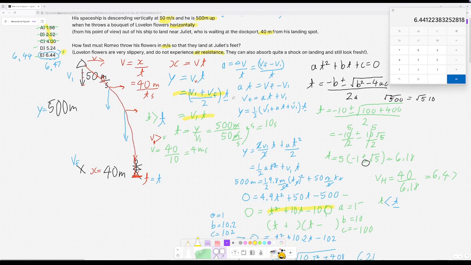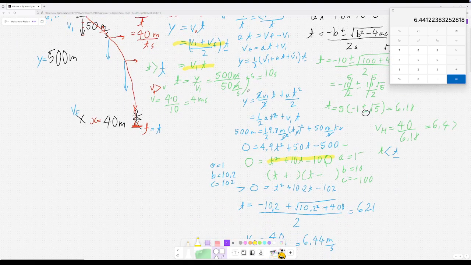Now, the other thing I want to show you before we end this question is, let's say you did not remember the quadratic equation. We do know that the equation is t squared plus 10t minus 100, and we know it's going to equal the roots, doing the same thing we did before.